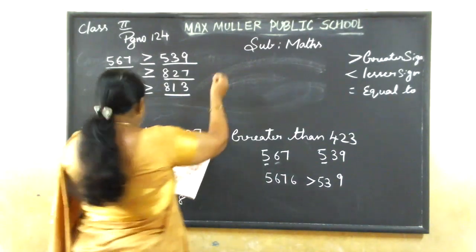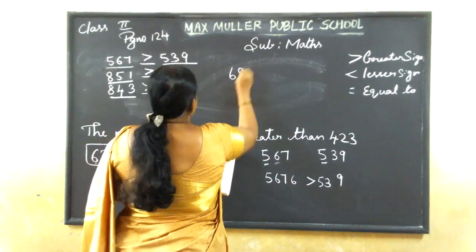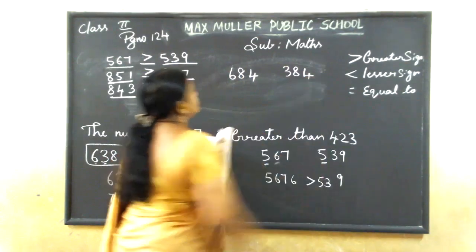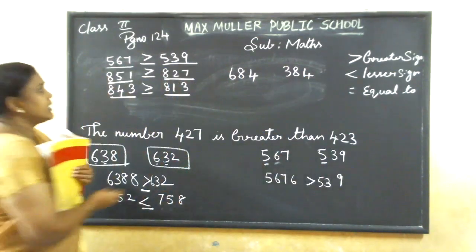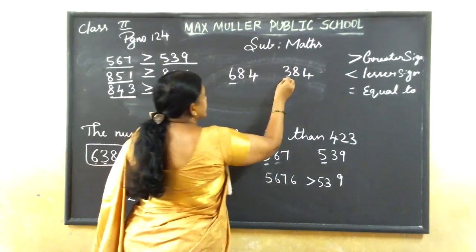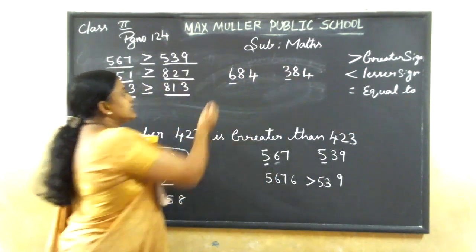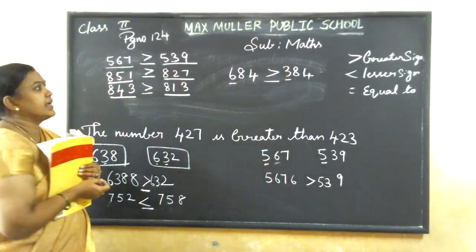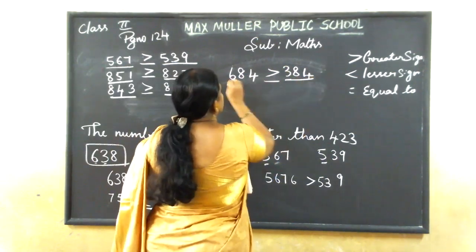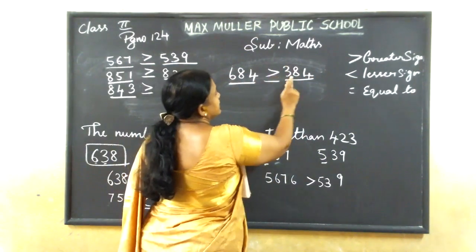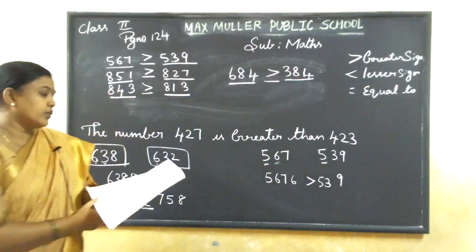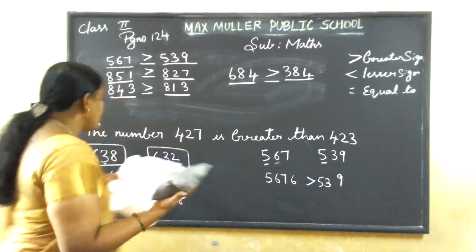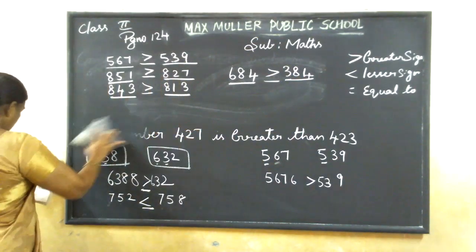Observe now this number, children: 684 and 384. See, in the hundreds place, 6 is here, 3 is here. Which one is greater? 6 is greater. So 684 is greater than 384. Like that, you do exercise number 4. Now we will go to exercise number 4. Open your textbook, page number 125.